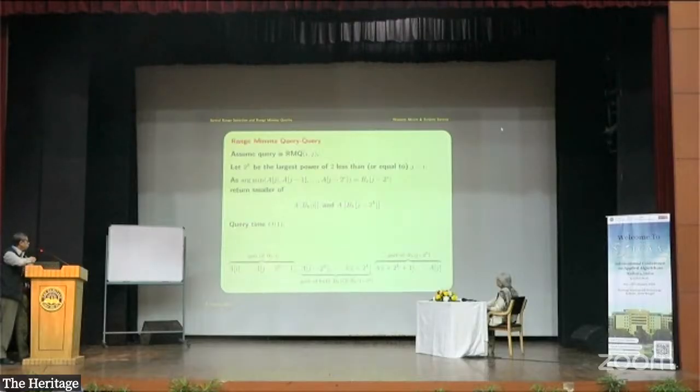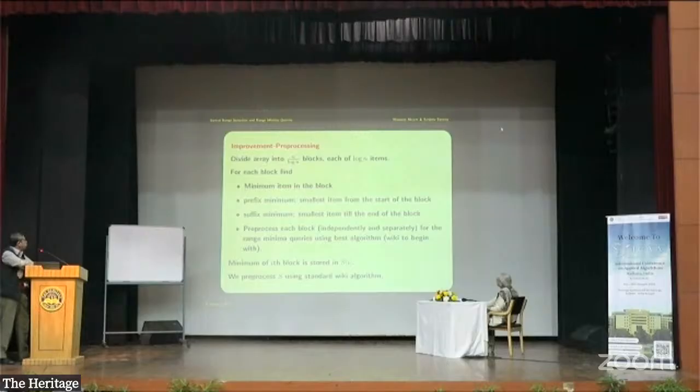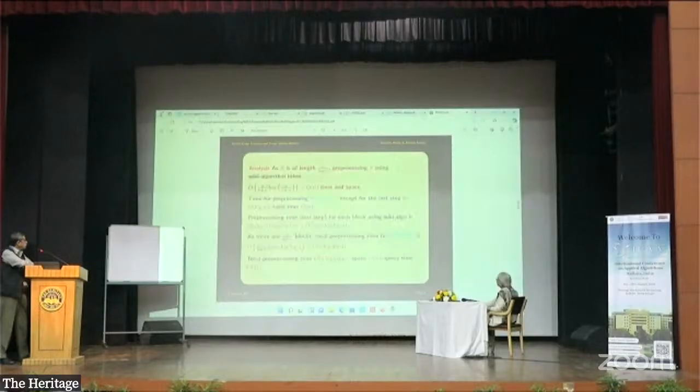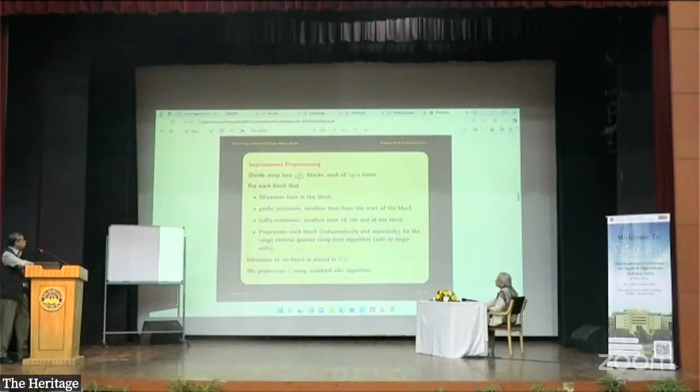Then we also pre-process each block independently and separately for range minimum query using the best algorithm which I know. To begin with, this is the Wikipedia algorithm. And then the minimum of the i-th block is stored in S[i]. Then we process S using the standard Wikipedia algorithm.